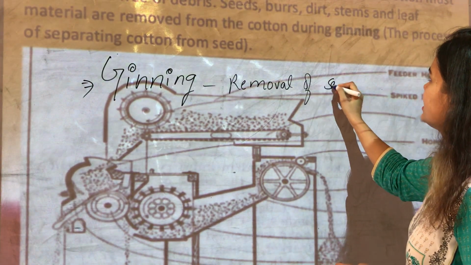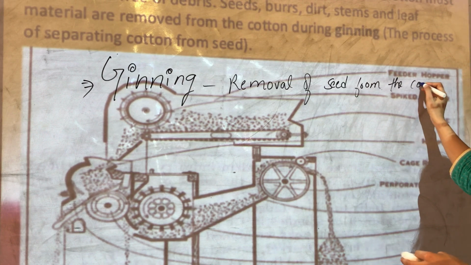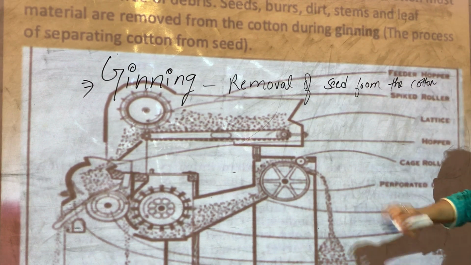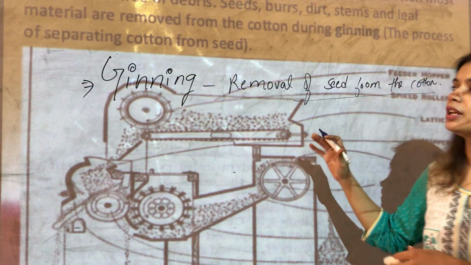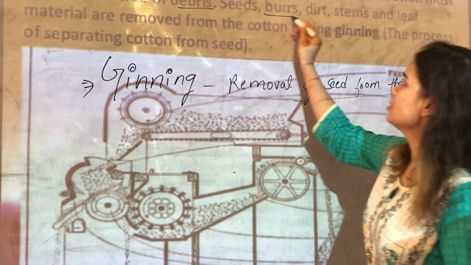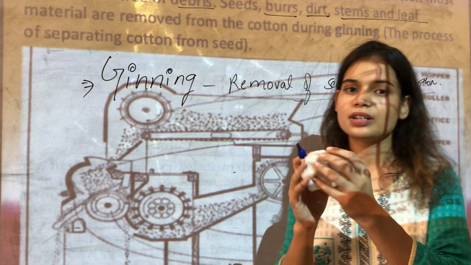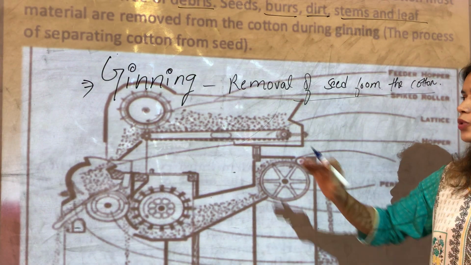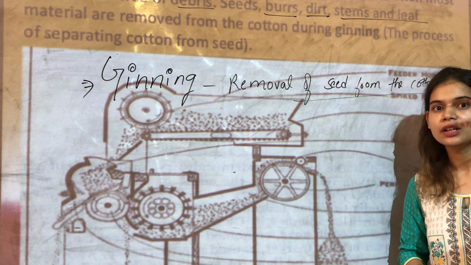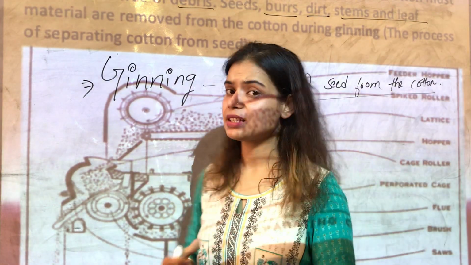Removal of seed from the cotton basically is called ginning. Apart from cotton, you get debris, dirt, stems and leaves, because sometimes the stems and leaves also collect here. So the removal of all this is called ginning. Clear everyone? So this step is most important because this is the first step.